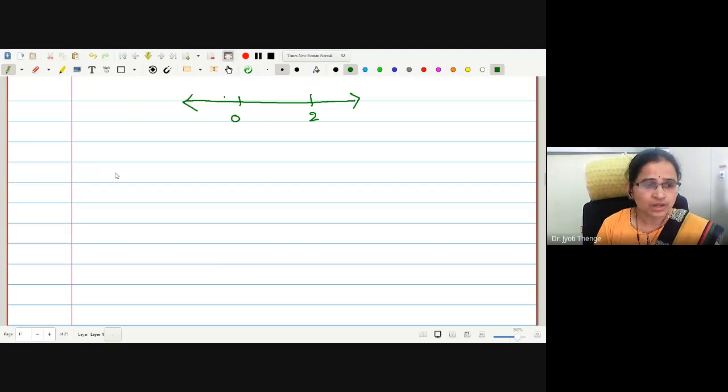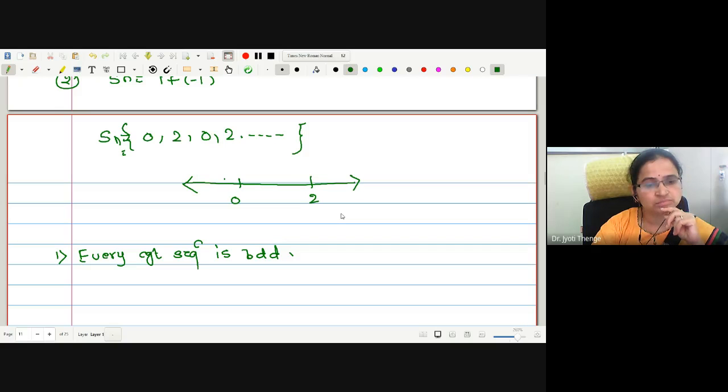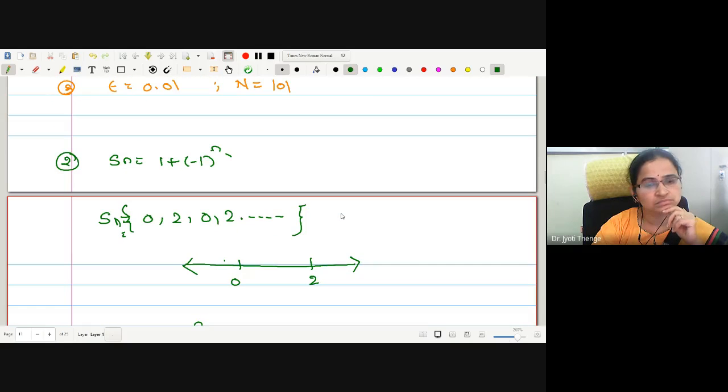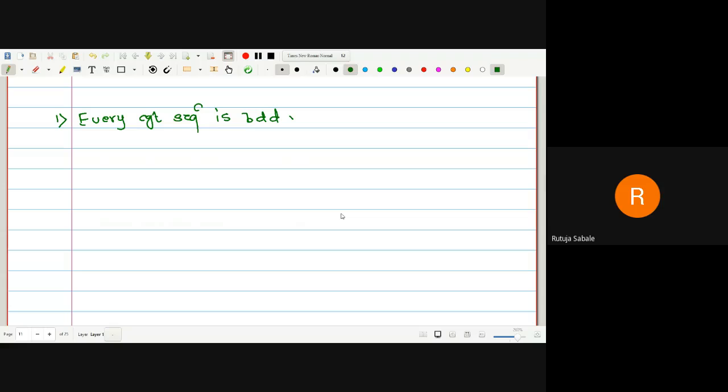Now we have studied one theorem that every convergent sequence is bounded. Can anyone answer me why every convergent sequence is bounded? Ma'am, because in the convergent sequence definition itself, it has the interval L minus epsilon and L plus epsilon, in between which the sequence is bounded.